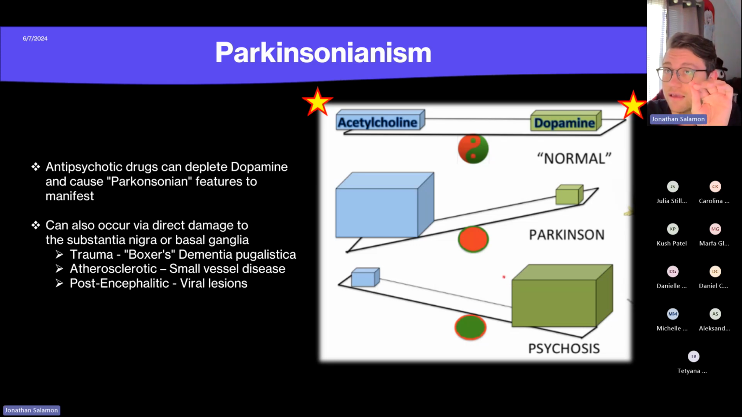This is also why a lot of the antipsychotic drugs cause Parkinsonianism. The ratio is just as important as the decrease in dopamine. Very, very important. Like I said, antipsychotic drugs. And if you damage the substantia nigra, it doesn't send dopamine to the basal ganglia, right? So then you get Parkinsonianism. If you damage the basal ganglia, well, obviously it just doesn't work, right? So then you get Parkinsonianism.